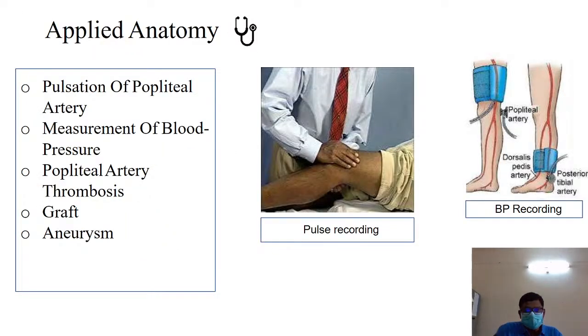Coming to the applied aspects of this popliteal fossa, the pulsation of the popliteal artery is felt within this popliteal region, and you can also measure the blood pressure here. In case of any popliteal artery thrombosis, surgeries can be performed at this part, and it is also useful in graft surgeries, and has great clinical significance in case of any aneurysms. So these are all the applied aspects of the popliteal fossa.